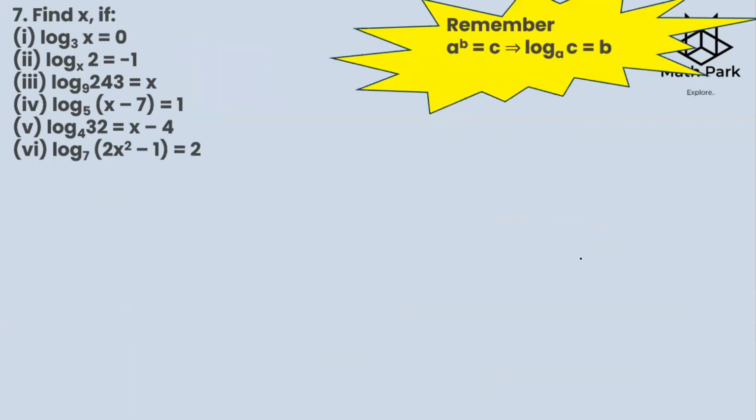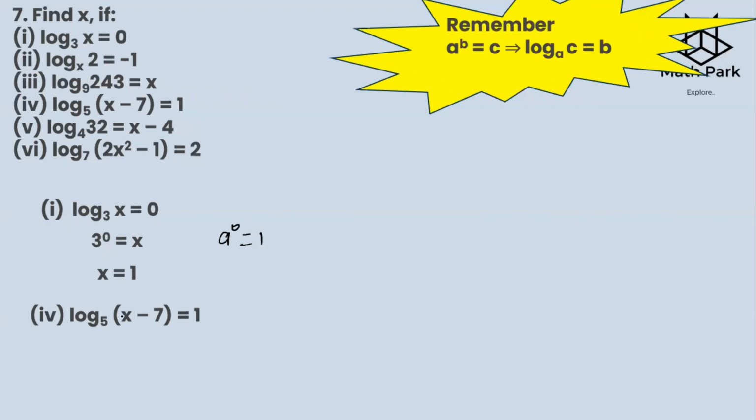Moving to question number 7, find x if log of x to base 3 equals 0. We are going to solve a few out of these. So remembering how to write the logarithmic form into the exponential form. So log of x to base 3 is equal to 0. So we get 3 raised to 0 is equal to x. We have a law: a raised to 0 is equal to 1. So this is how you get x is equal to 1.